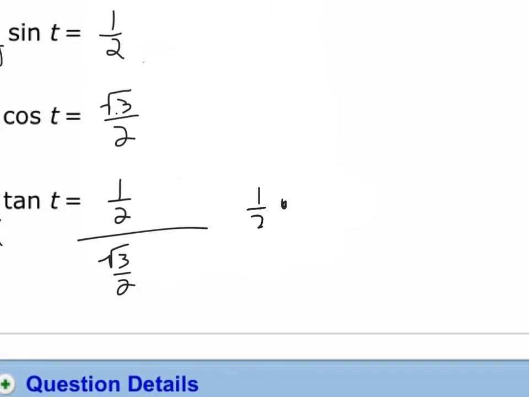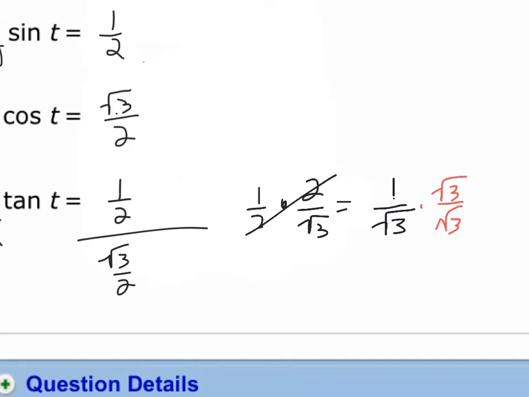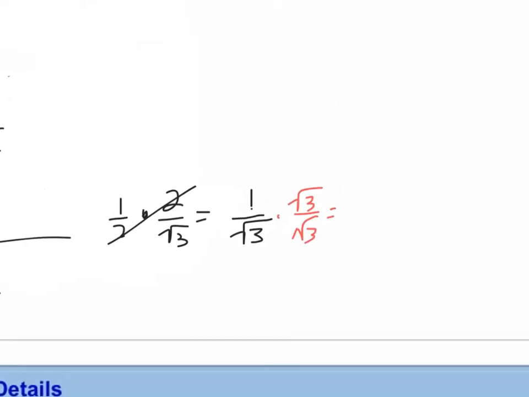Keep, change, flip. I have 1 over root 3. I think some of the WebAssign questions let you leave it like this. Some of them didn't. You guys, this is not simplified. How do I fix it? We're going to rationalize the denominator. Multiply denominator and numerator by root 3 over 3. So I get root 3 over what? 3. Root 3 over 3. And we can't use a calculator at all.